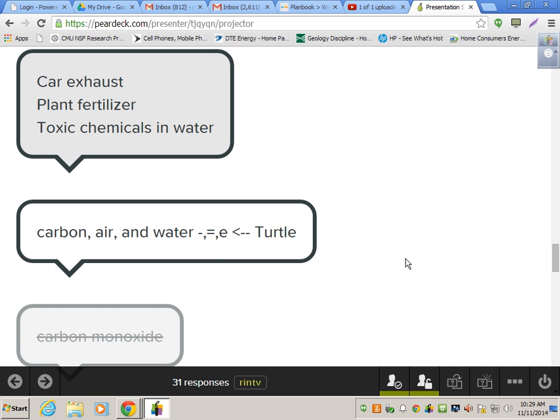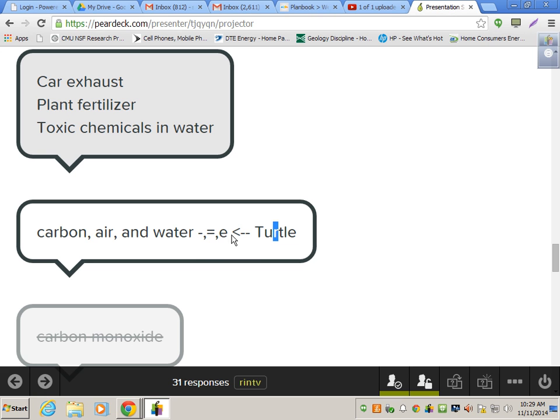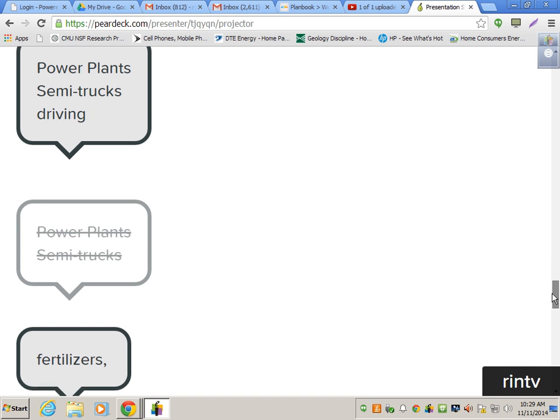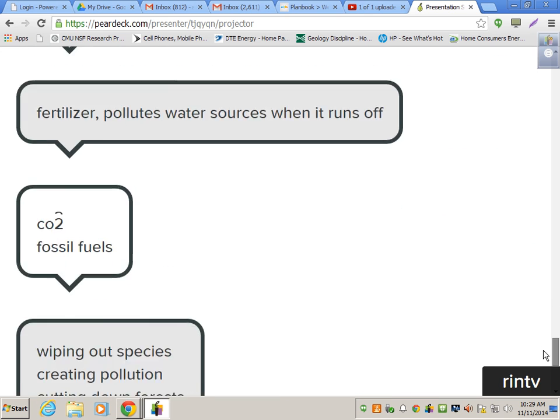Turtle, okay, I think, what is it? Minus equal E less than turtle. Okay, what? It's got its legs. And if that looks like a turtle to you, you and I have grown up in very different places. No. Oh, okay, that's why I didn't get it. Okay. I didn't know my duty. Fertilizer, smog, yay, okay, you got a bunch of bad stuff.